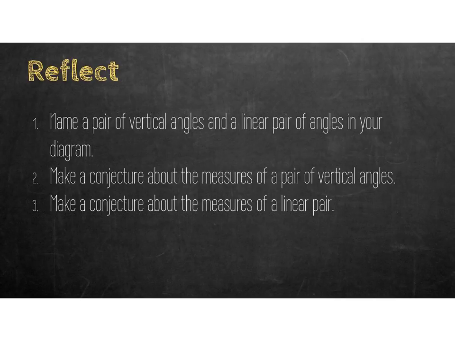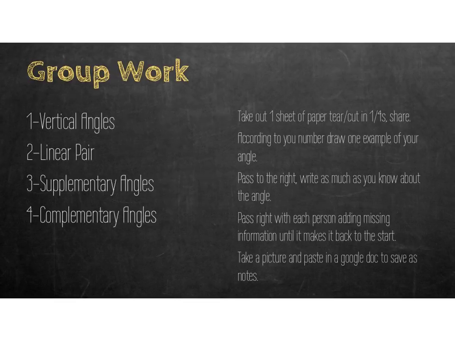All right, so reflect. I want you to name a pair of vertical angles and a linear pair of angles in your diagram, so 1, 2, 3, and 4. And then I want you to make a conjecture about the measures of a pair of vertical angles, and then make a conjecture about the measures of a linear pair. So we'll discuss these questions when we come back into class. As group work, this is not in your notes, this is something we will do in class, but I'm just giving you an idea of what is going to happen with one of the things we do in class.